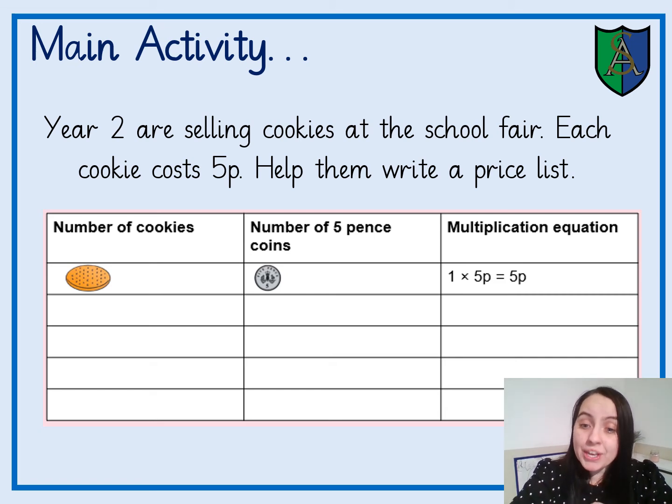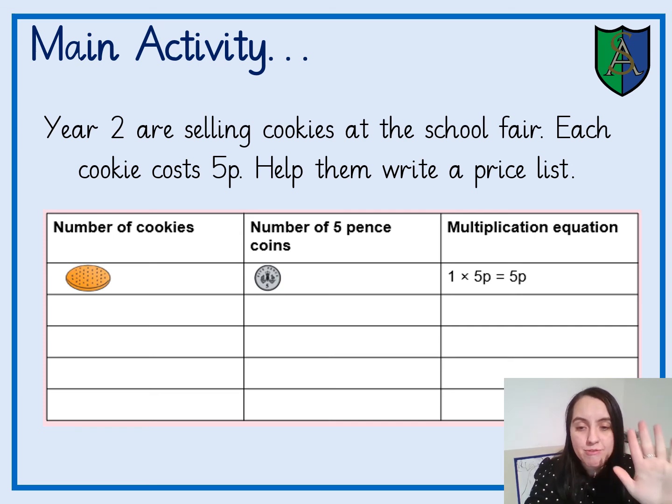And each of our cookies, we are very good because each of our cookies only cost 5p. How good is that? So what we've got to do, because it's our school fair and we're going to be selling them, we need to write a price list so that everybody knows how much it costs for each of these cookies, okay? So if you look here, the first thing we've got in our table is 1 cookie, and remember, 1 cookie costs 5p.